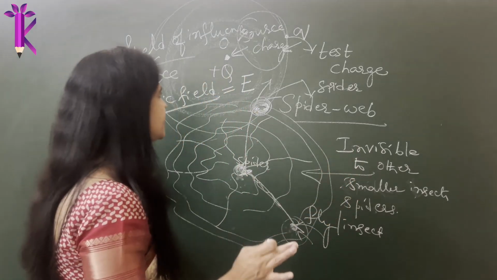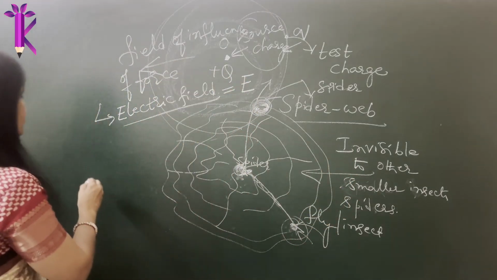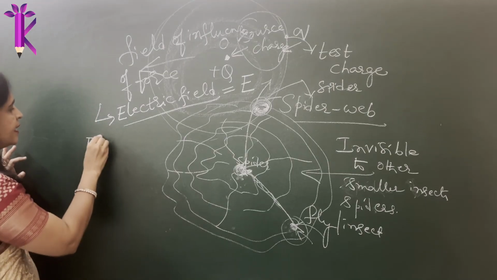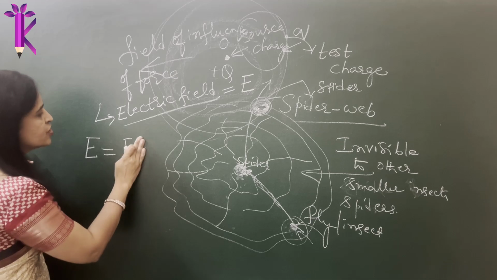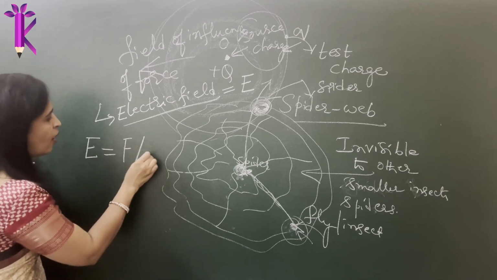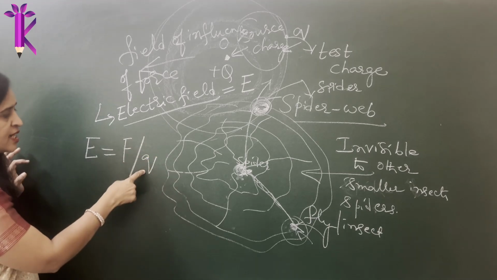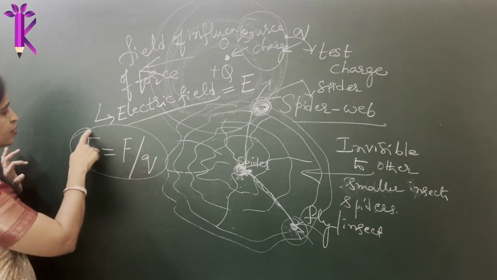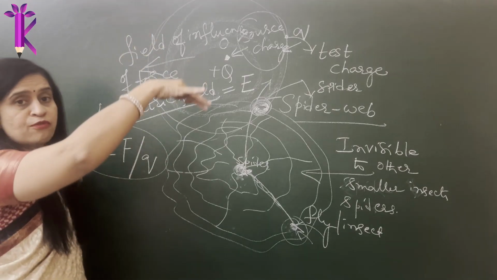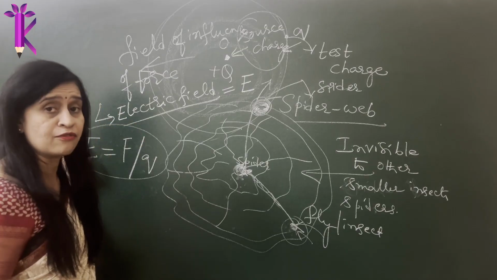So how do you mathematically define this field? Electric field basically is the force experienced by a test charge. Force experienced by what? By a test charge. So this is the test charge experiencing some force. That is why you refer to this area of influence of force as electric field.